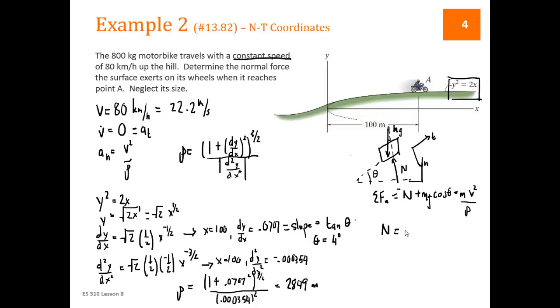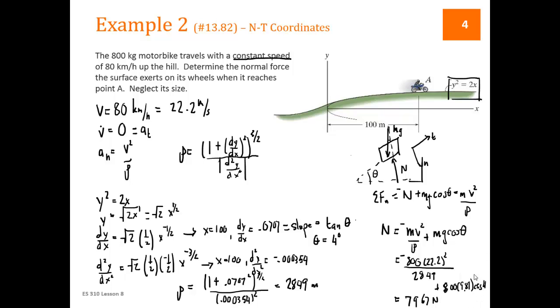Alright, so N is equal to mv squared over rho minus, sorry, let's change some signs, mg cosine of theta. Plug all those numbers in. Our mass is 800. Velocity is 22.2 squared divided by rho, which is 2,849, negative, plus 800 times 9.81 cosine of 4 degrees gives us something like 7,967 newtons is our final answer.